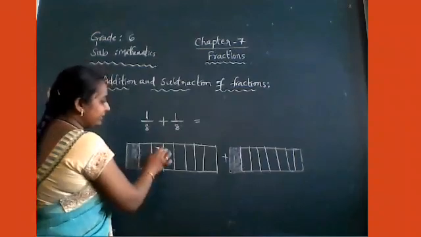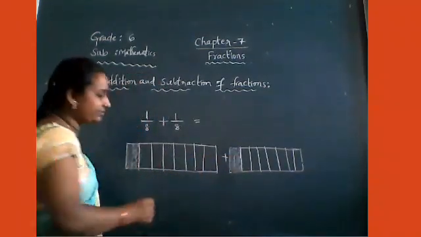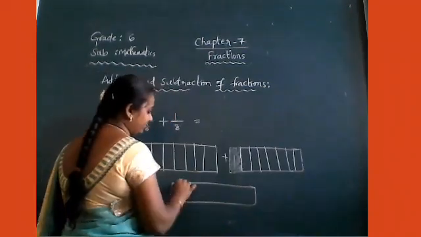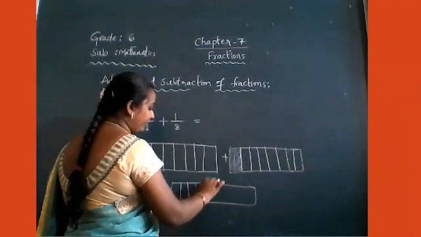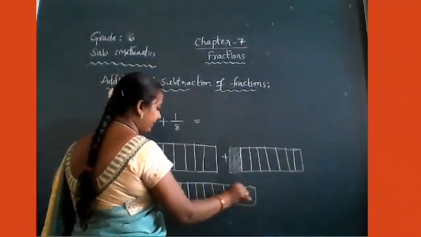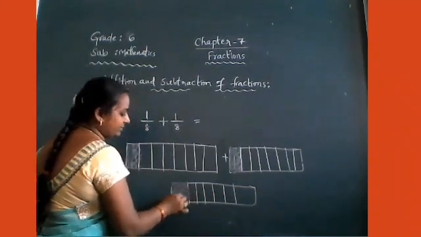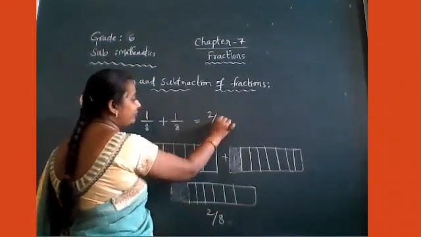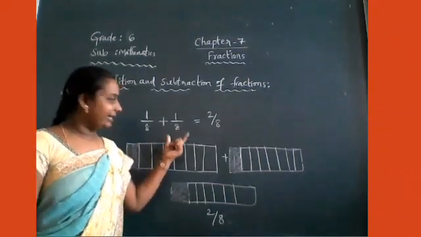So this is 1 by 8 plus 1 by 8. Both give 2 by 8. Very good. So here 1, 2, 3, 4, 5, 6, 7, 8. Here we have to shade two parts. So that is 2 by 8. With the help of pictorial representation, we have to add like this.